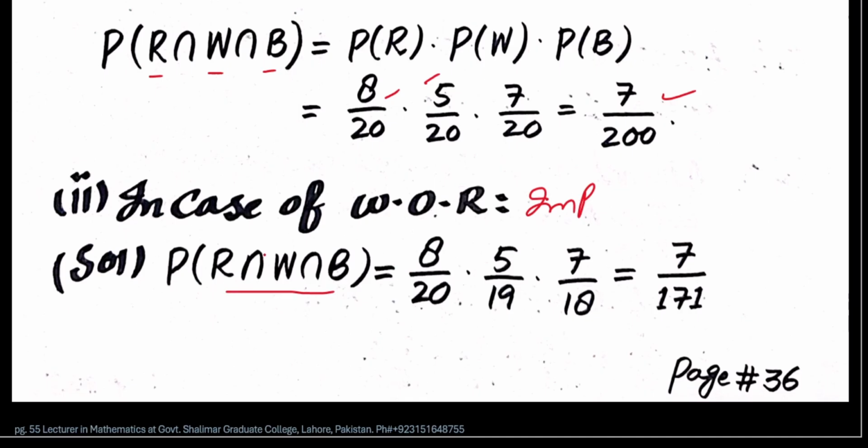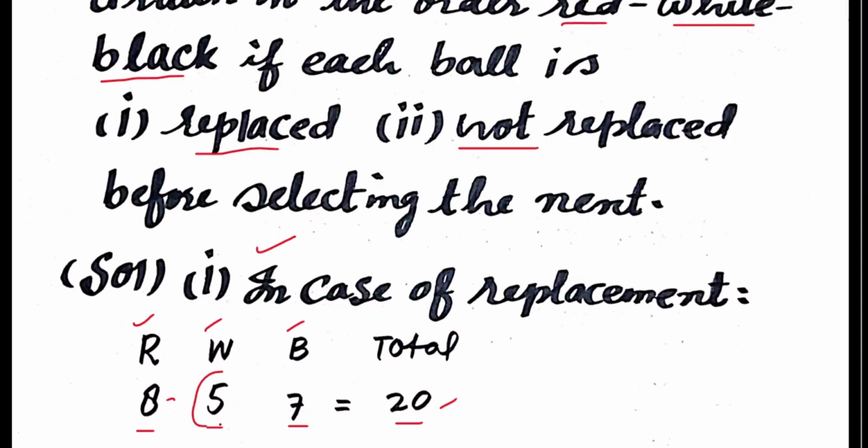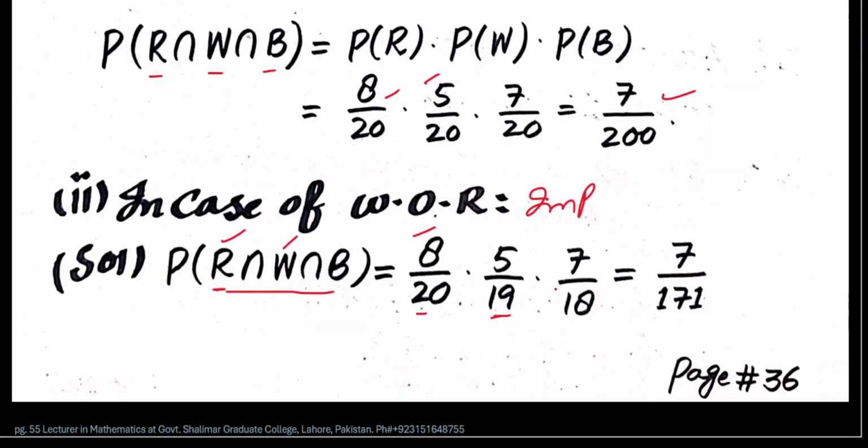Okay, first ball is red. Now order matters here. First ball is red. There are total 8 red balls out of 20. When you have picked one ball and you are not allowed to replace the ball, now total balls remaining are 19, and next ball is white. So probability of white will now be 5 over 19. The third ball is black. Now we have remaining 18 balls and black balls are 7. So this is the order in which we will write the product: 8 over 20, 5 over 19, 7 over 18.